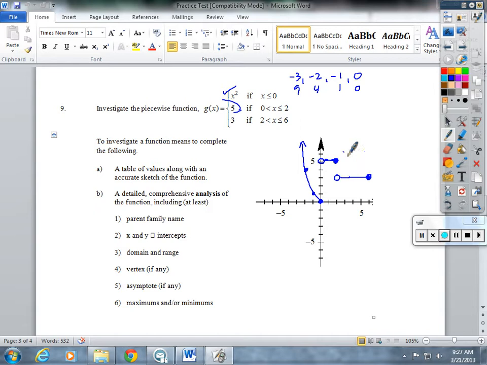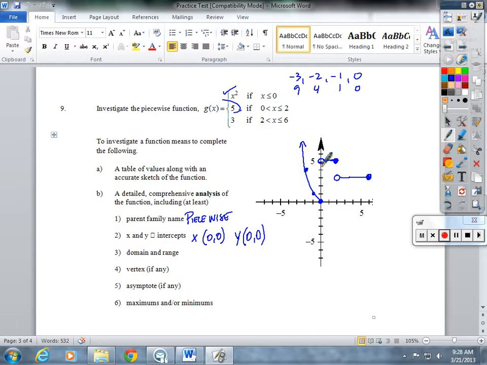Okay, so part of this is like a step function. The other part here is a parabola. Now, the parent family name is piecewise, because it's made up of multiple families. All right, x and y intercepts. It looks to me like we have an x-intercept here at 0, 0, and we also have a y-intercept at 0, 0. Now, some people might say we have a y-intercept here at 0, 5. However, that's an open circle, which means that actual coordinate doesn't count.